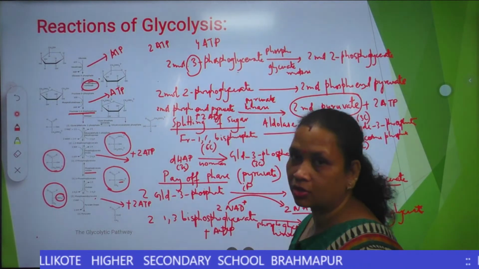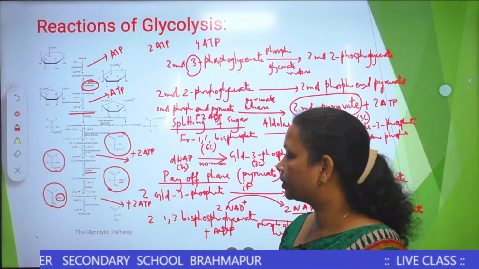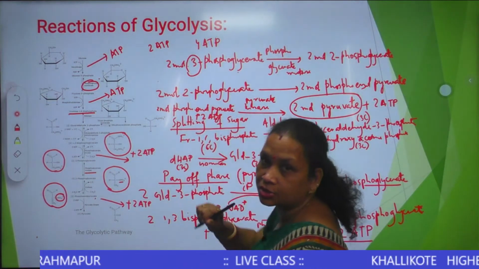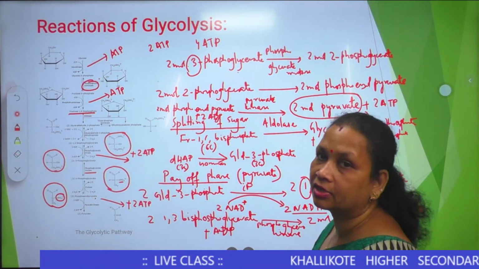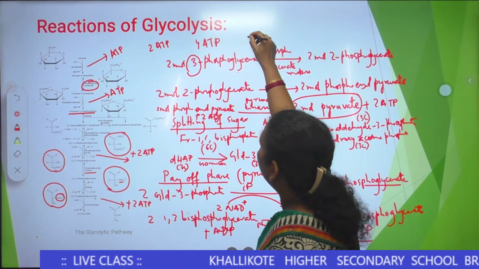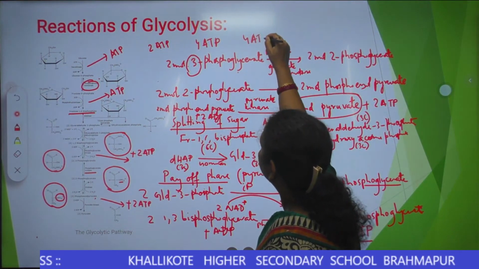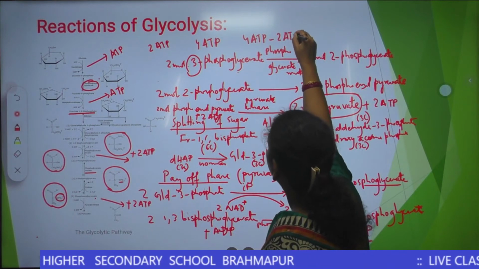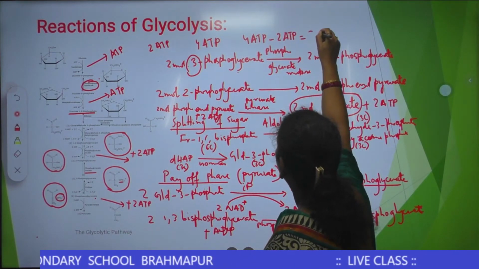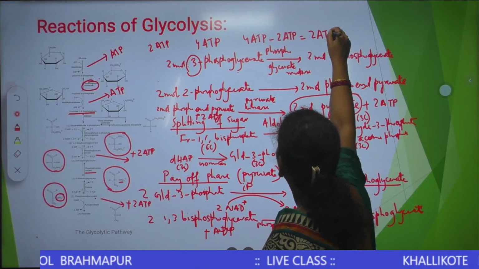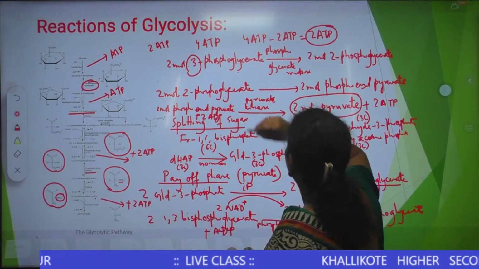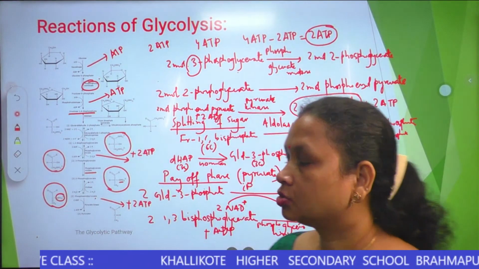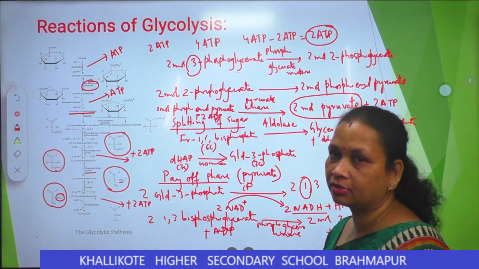So, from glycolysis the direct formation of ATP is 4, then the use of ATP is 2. So, the net gain of ATP will be 4 ATP minus 2 ATP equal to 2 ATP. So, the direct gain of ATP from glycolysis is 2 molecules of ATP in various steps.